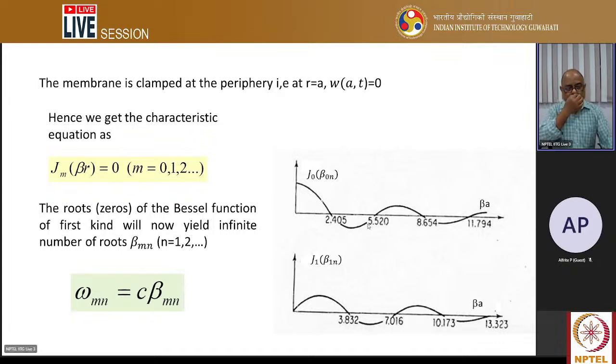Now Bessel function, there are two kinds, Bessel function of first kind and second kind. The Bessel function of the second kind need not be considered because it will give an unbounded solution at the value r equal to 0. So therefore, we do not consider it. So we take the Bessel function of the first kind only, Bessel function of the zeroth order.